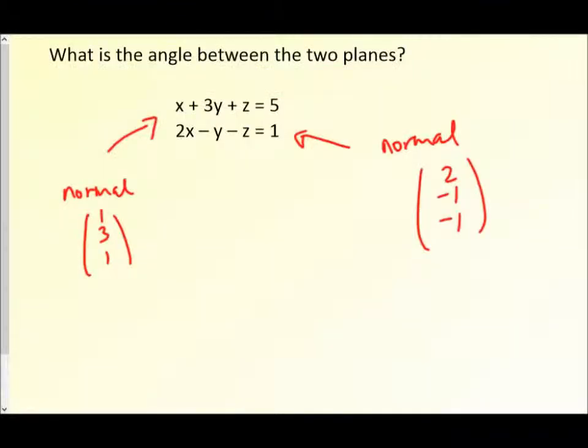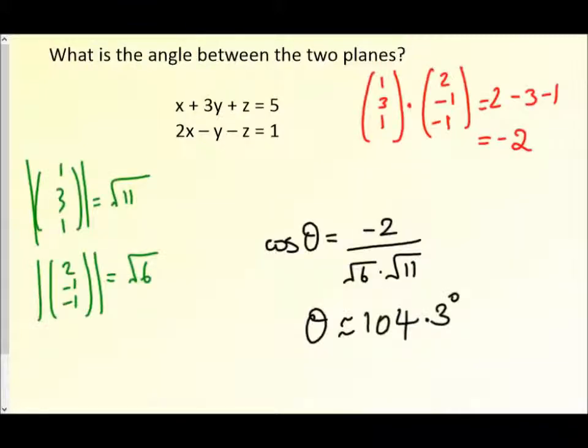So what I'd like you to do now is use those normals to find the angle between the planes. Pause the video and try and do it yourselves. So there we go, dot product of -2. The lengths of the two vectors there, root 11, root 6, so we get that for our cosine of our angle, and to one decimal place I've got 104.3 as the obtuse angle between the two planes.